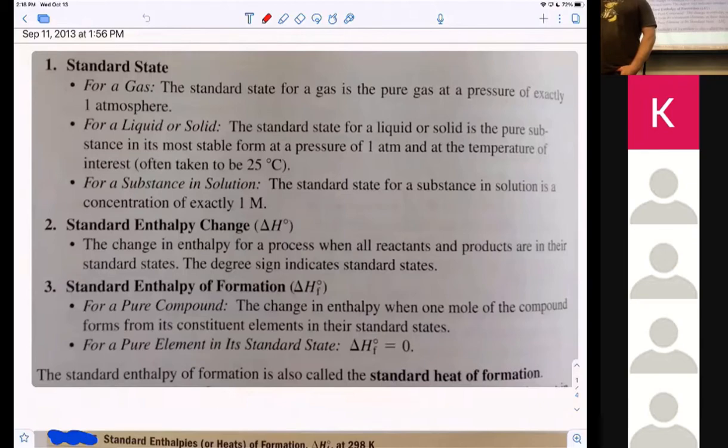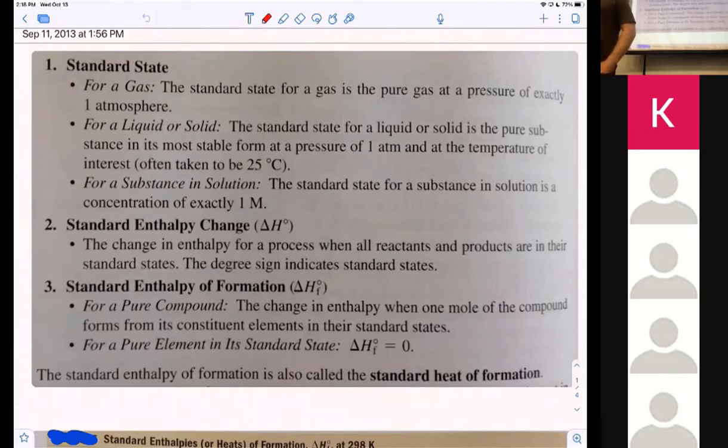So what I mean by liquid or solid, and actually also for a gas. Look at carbon, for instance. Carbon can be C60, C70, graphite, diamond, or nanotubes. We pick graphite. Usually you pick the easiest one or the most stable, and in fact, the most stable for carbon at this temperature and pressure is graphite.